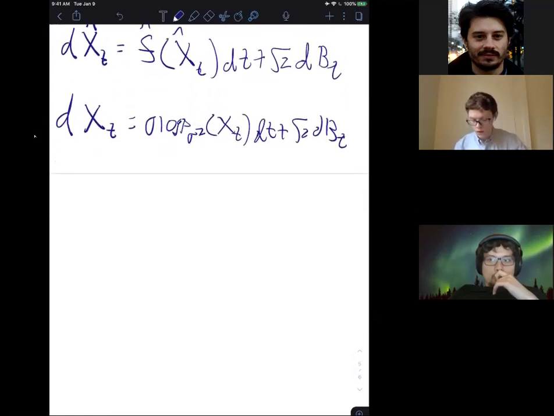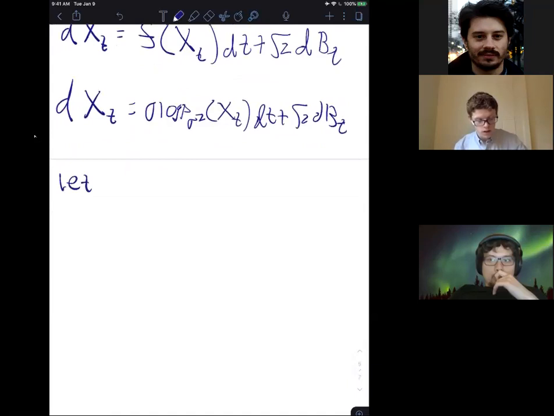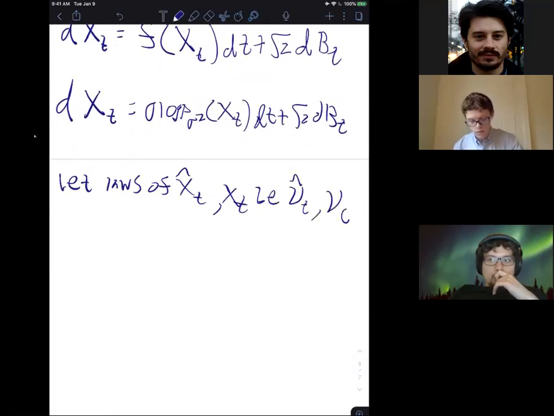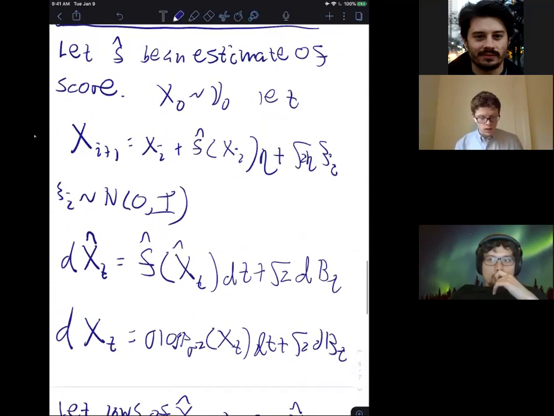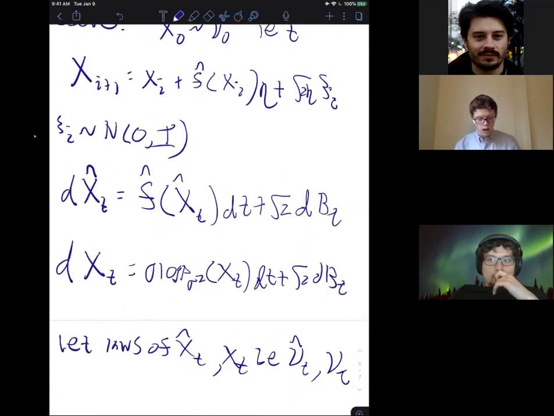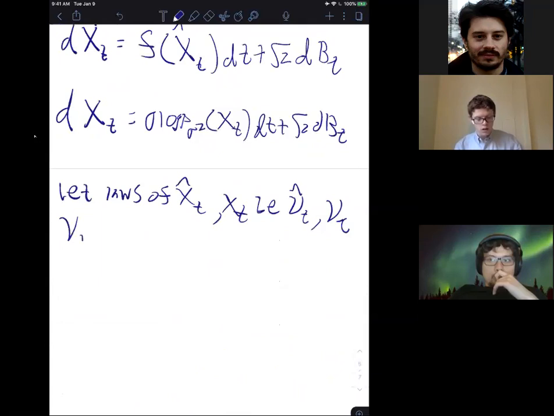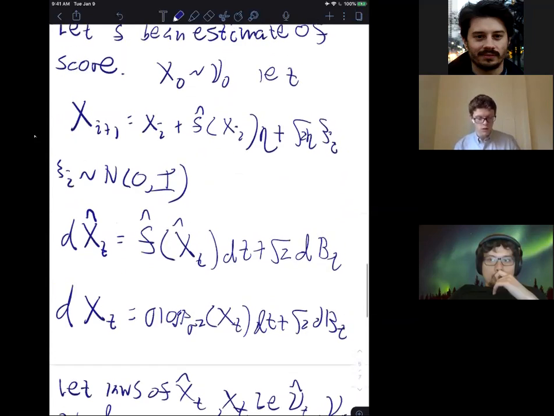Let's just fix some notation here. Let the laws of X̂_t and X_t be ν̂_t and ν_t. It's intuitively clear that this discrete X_{i+1} is a discrete approximation of this dX̂_t, and maybe we hope that this dX̂_t is pretty close to this dX_t. Then if we run t for long enough, we know that ν_t converges in distribution to p_σ², and so this gives us some hope as to how to sample.